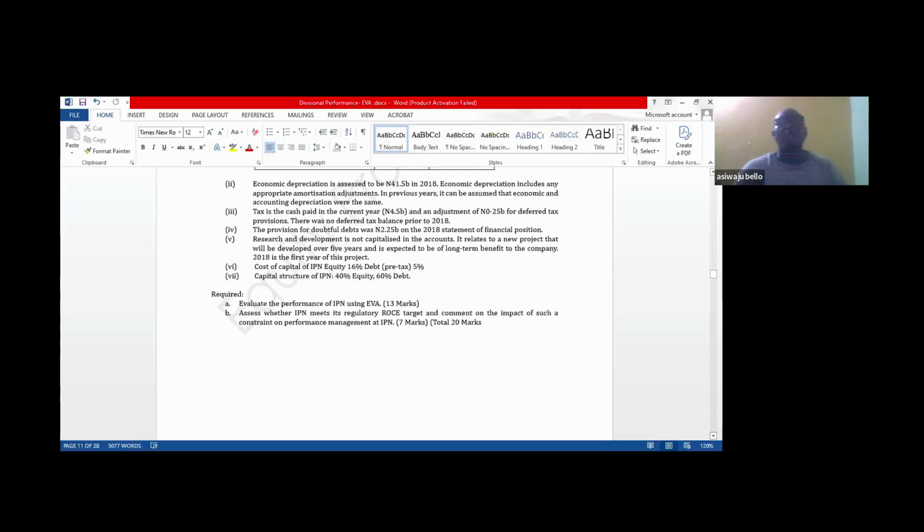Note number 6. Cost of capital of IPN. Equity 16%. Debt pre-tax 5%. The capital structure of IPN is 40% equity, 60% debt. Required.